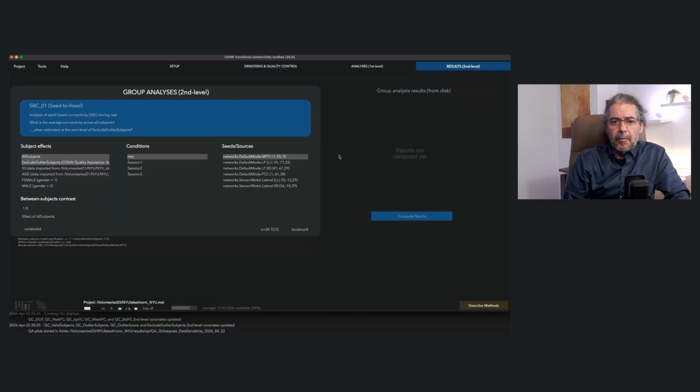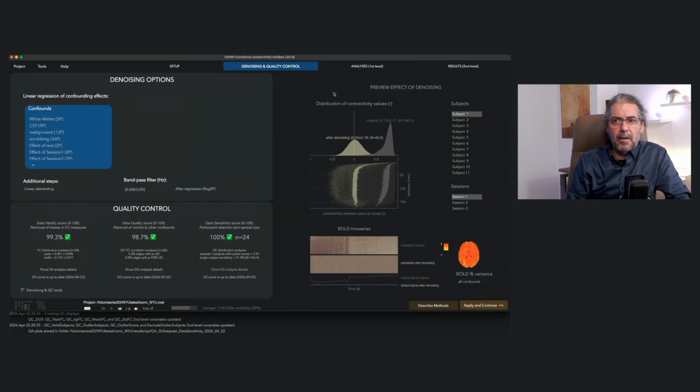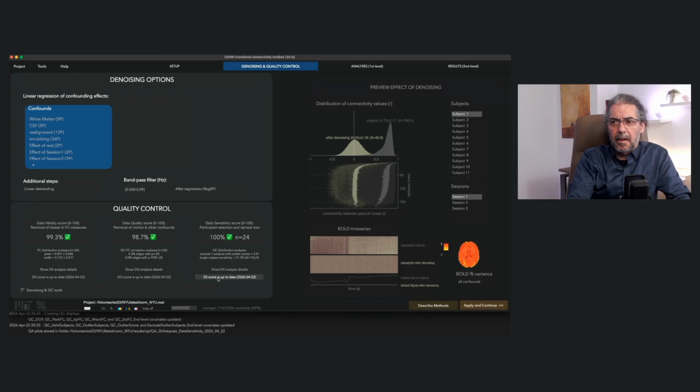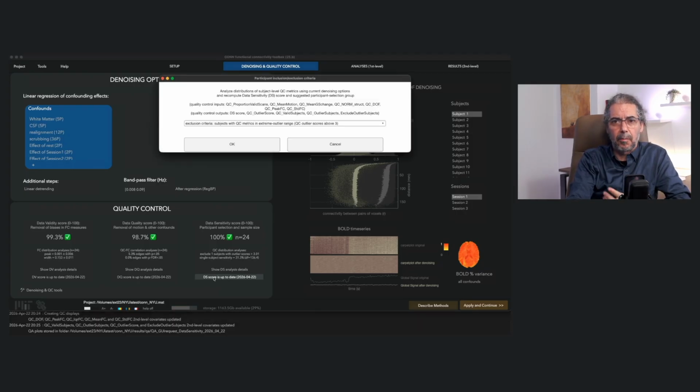Second, or alternatively, let's say that we are not satisfied with having to remove 1 subject from our analysis and we want to explore if there is any possibility of keeping all 25 subjects. How would we go about exploring that possibility? We can go here to the Denoising and Quality Control tab and start by asking the question of what would the data validity score and data quality score be if we kept all 25 subjects instead of removing 1 subject from our analysis. To do that, I will click here in the data sensitivity score button to repeat those analyses.